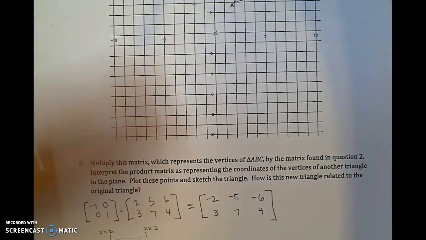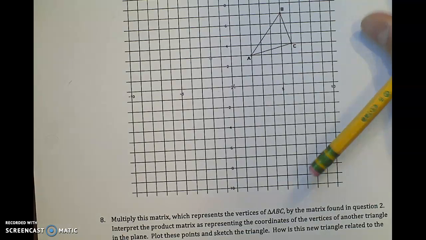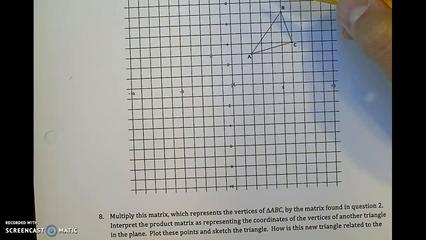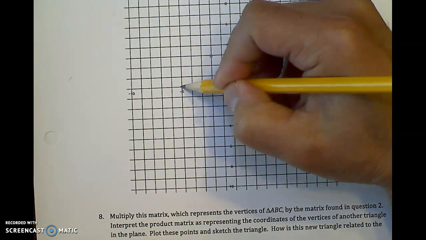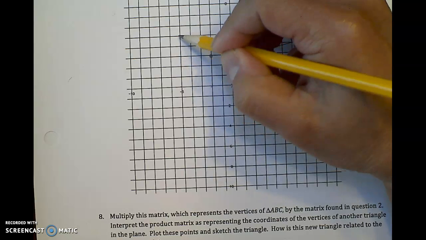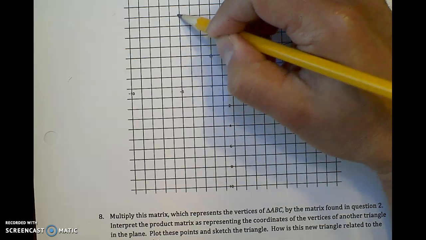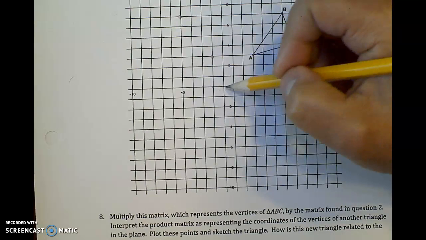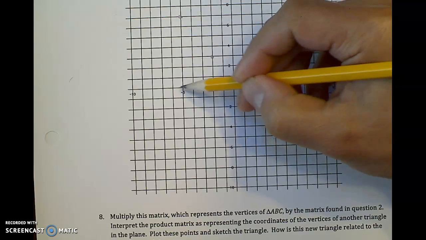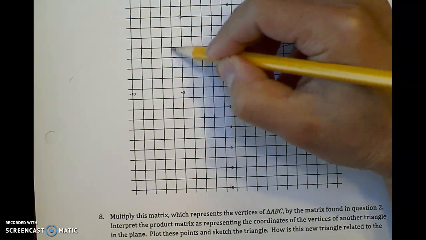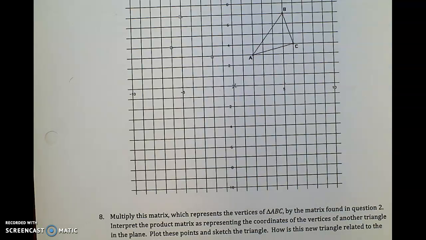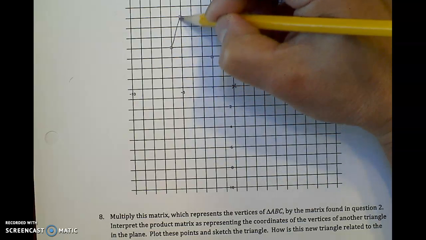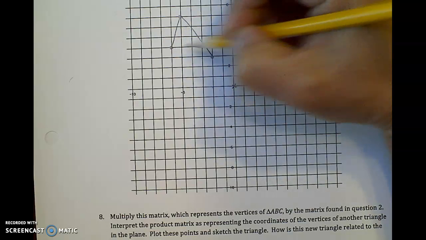So there's that point, negative 2, 3. The next column is negative 5, 7. So from the origin, I'm going to go to negative 5 and up 1, 2, 3, 4, 5, 6, 7. And the last column is negative 6, 4. So negative 6, 1, 2, 3, 4, 5, 6. Up 1, 2, 3, 4. Alright, so when I graph those coordinates, connect them with a straight edge. I don't have my straight edge. Connect those.